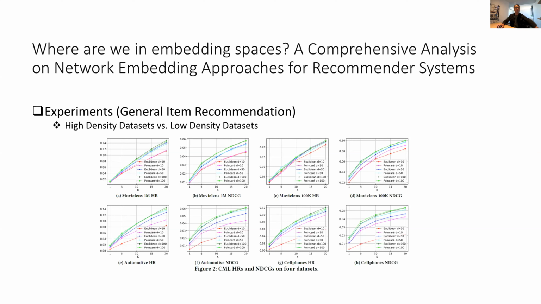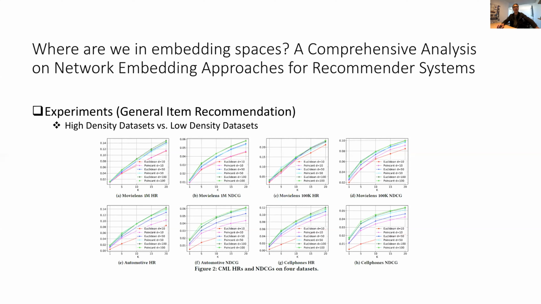The pictures in the first row are the hit ratios and the NDCGs on MovieLens. The pictures in the second row are the Automotive and the Cell Phones datasets in Amazon. Recall that the density of MovieLens is much larger than Automotive and Cell Phones. We may just focus on the pink and the red lines in those pictures, which represent the hit ratios and the NDCG of the hyperbolic space and the Euclidean space respectively, when the latent size is 10.